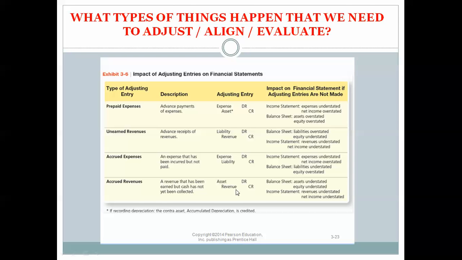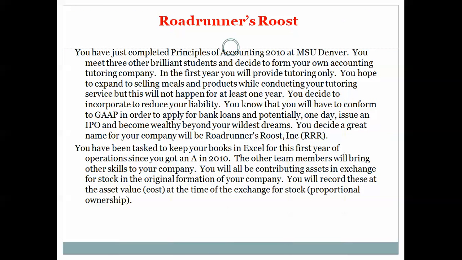So there are 4 basic types of adjusting entries: prepaid expenses, unearned revenues, accrued expenses, accrued revenues. Each one will have one balance sheet account and one income statement account, debited or credited, and we are going to be looking at that using examples of our Roadrunner's Roost of how to create some adjusting entries in video 2.